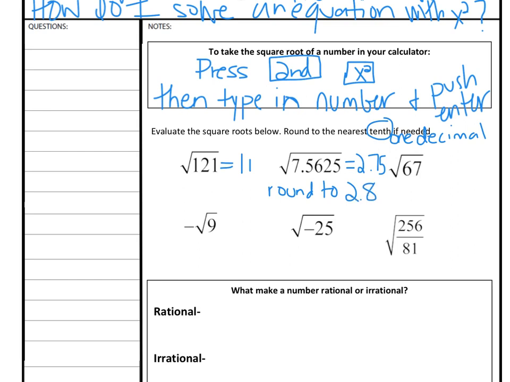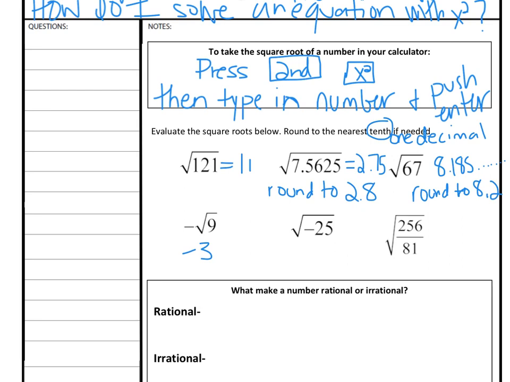The square root of 67 in our calculator, it pops out a very long number, 8.1853... That's not going to work. We are going to round that to the nearest tenth, so we would round it to 8.2, because the 8 behind the 1 bumps that up to an 8.2. Our next number, this negative square root of 9. We know the square root of 9 is 3, so really this is just negative 3. We don't need to round it. And we can type that in our calculator to get that answer.